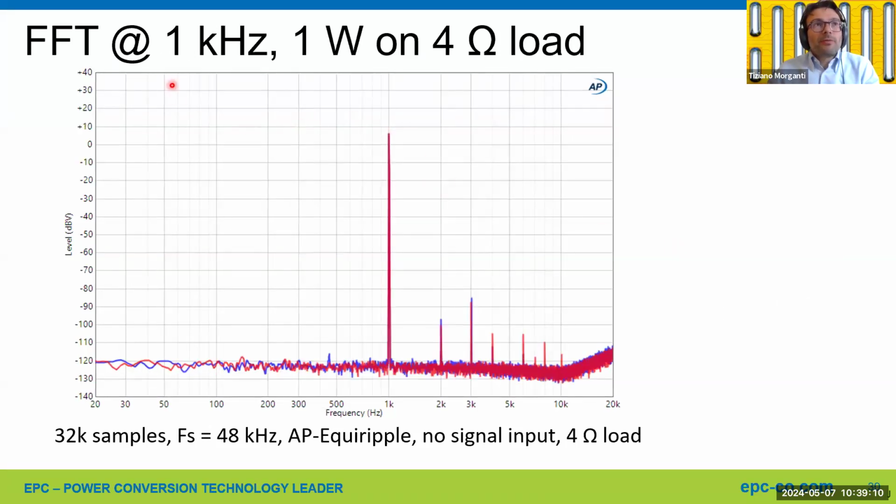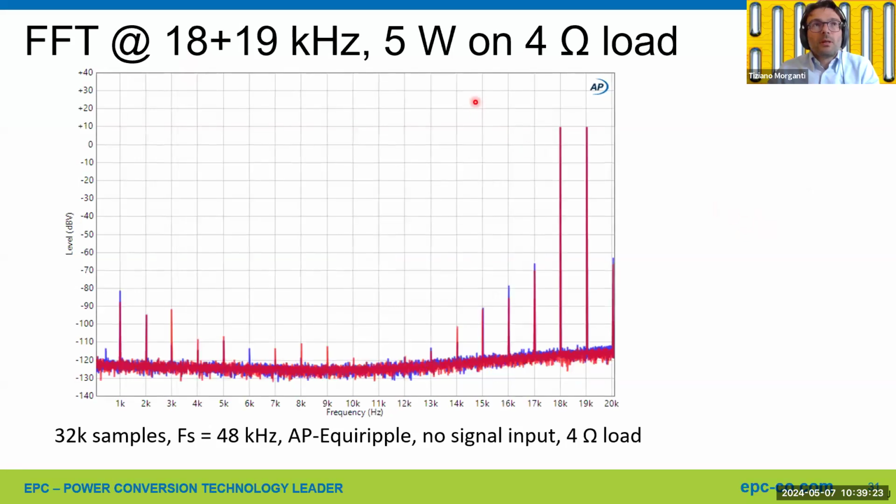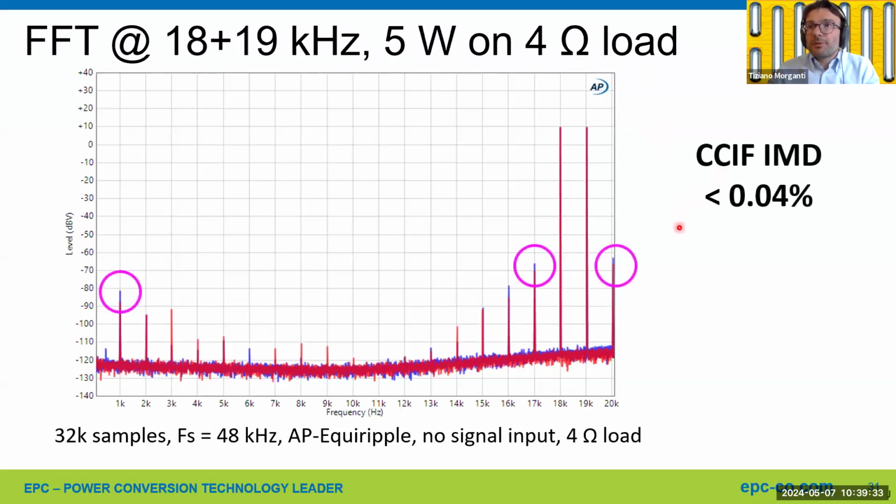This is the FFT with 1 watt output on 4 ohm at 1 kilohertz. So we have a THD of 0.003%. This is FFT with 2 sine waves, 18 and 19 kilohertz, 5 watt on 4 ohm, and this is corresponding to a CCIF IMD of less than 0.04%.